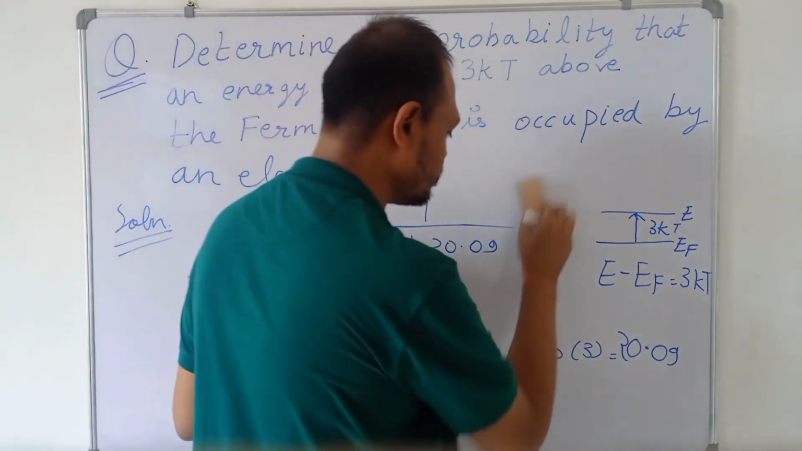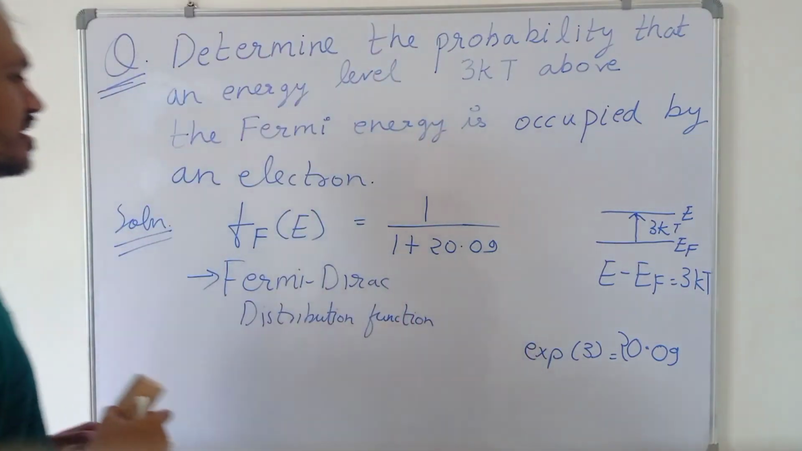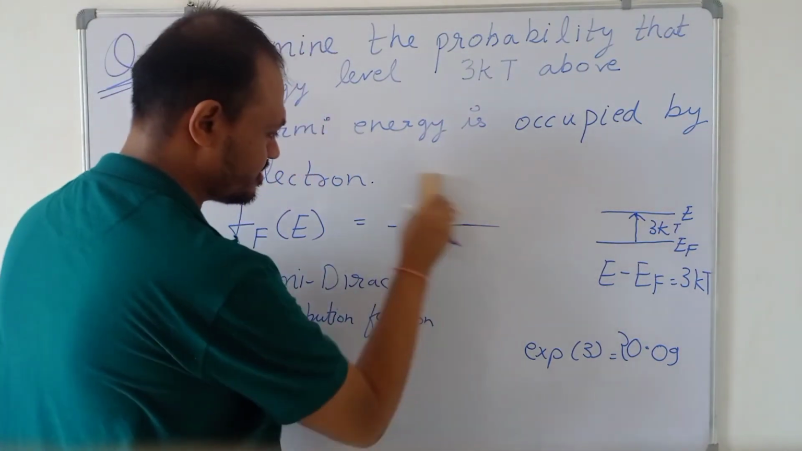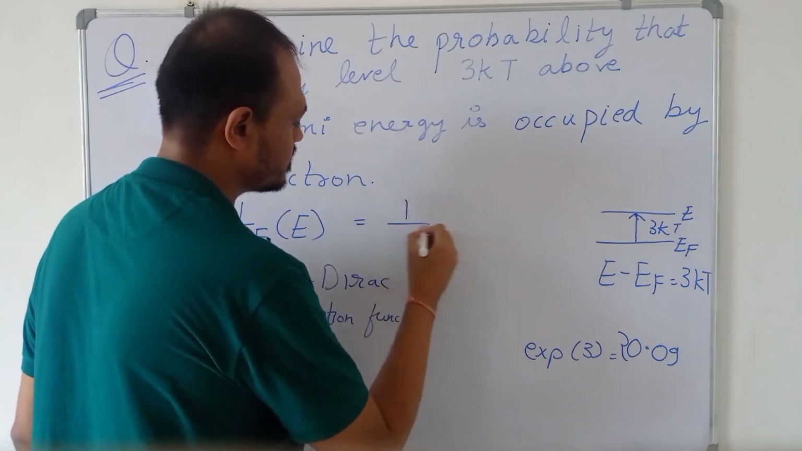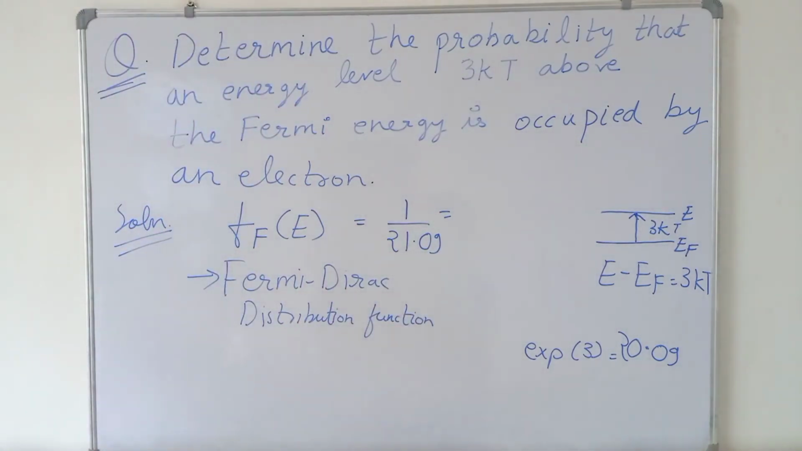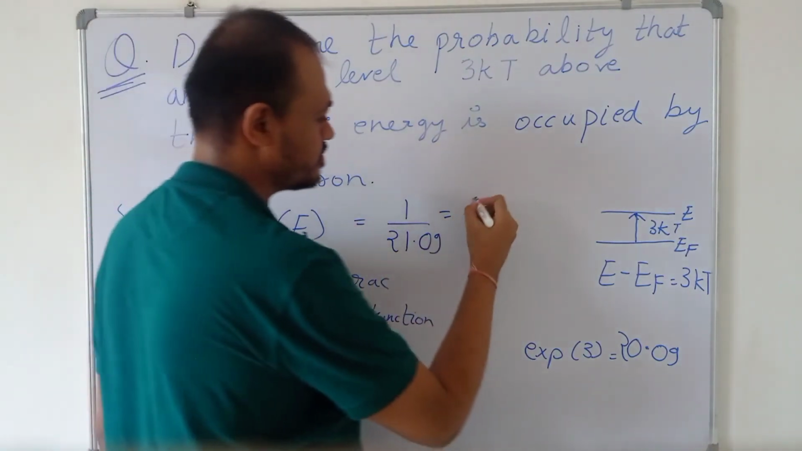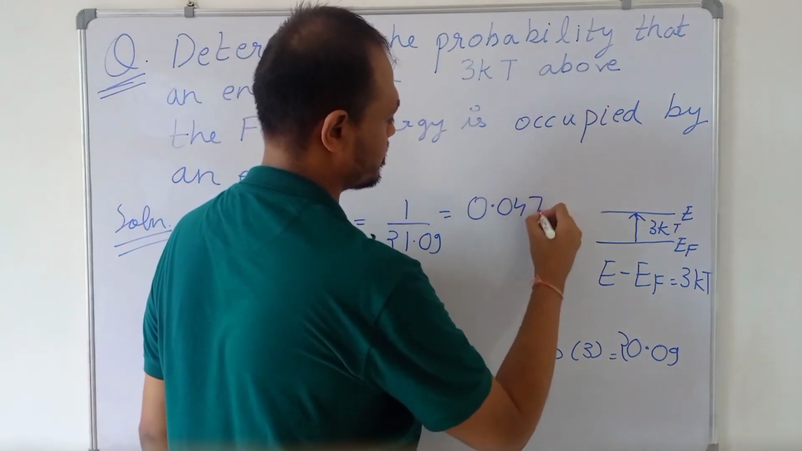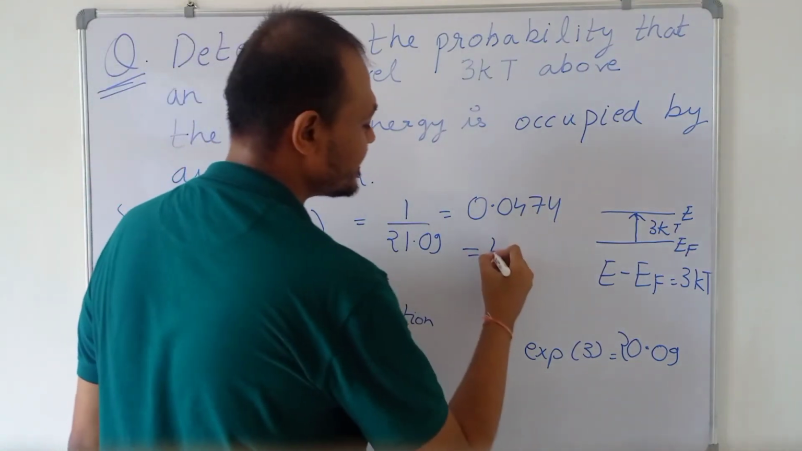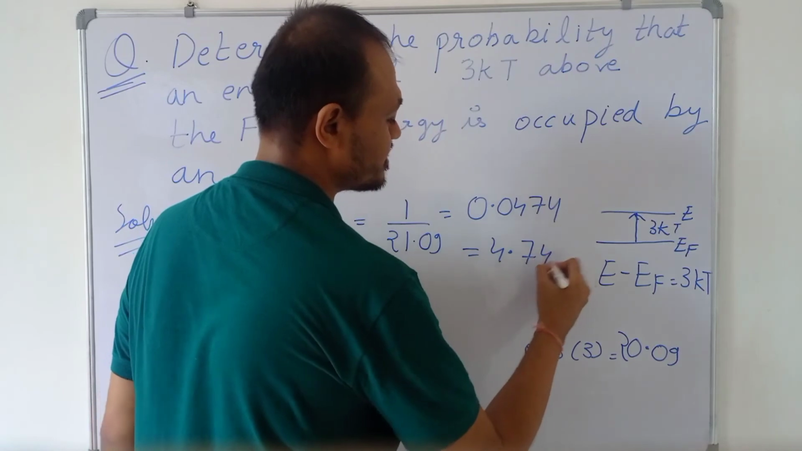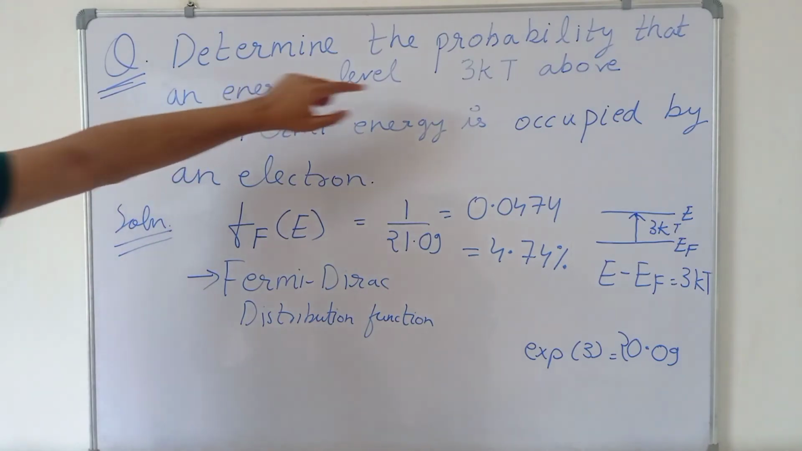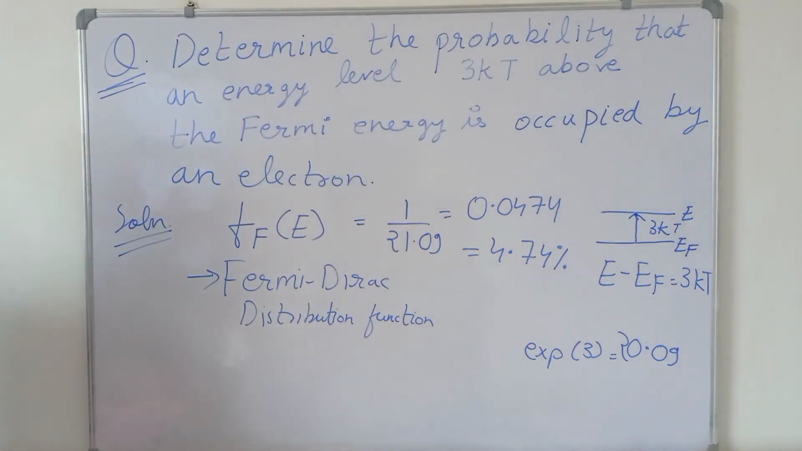So this will be equal to 1 upon 21.09, which is equal to 0.0474. If we write it in terms of percentage, it is 4.74%. So 4.74% is the probability that an energy level 3 kT above the Fermi energy is occupied by an electron.